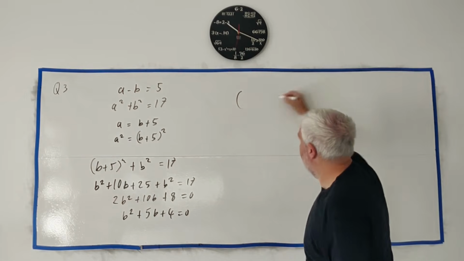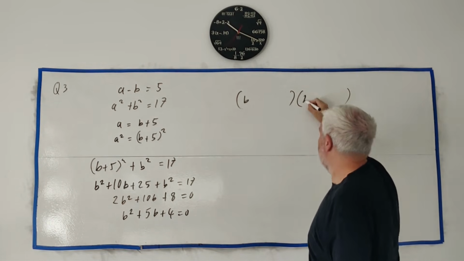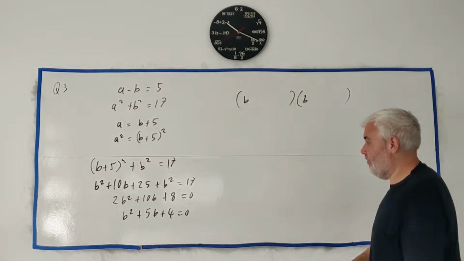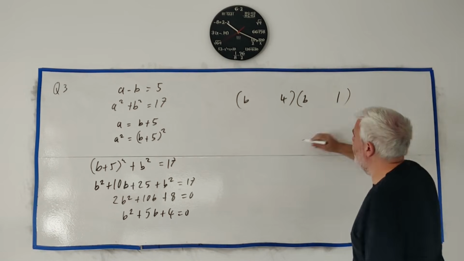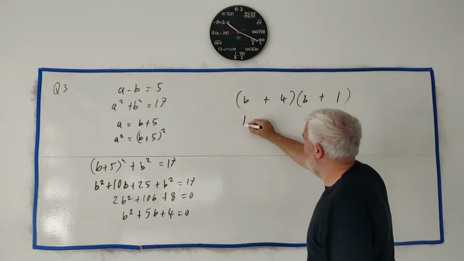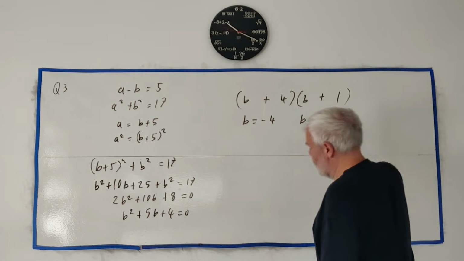Let's hope this comes out evenly. It does, thankfully. We have B times B. Two numbers multiply to get 4 and add to get 5. That's 4 and 1. They will all be plus. So our two answers here would be B is equal to minus 4 and B is equal to minus 1.